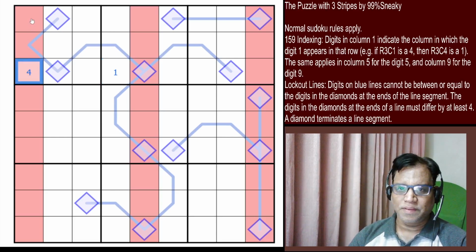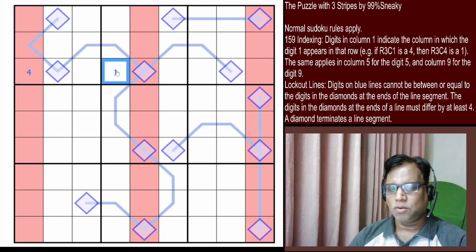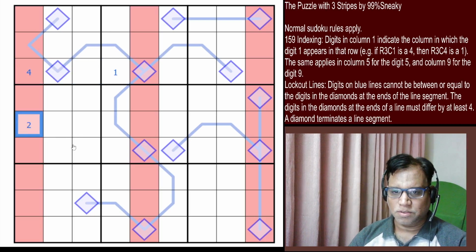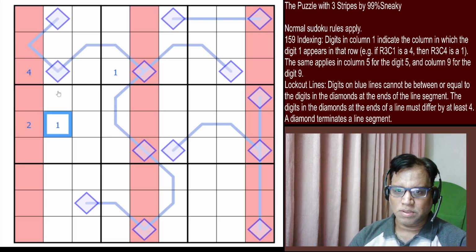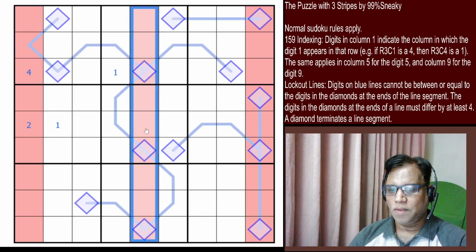What they are saying is that whatever digit you put here, the digit 1 is going to be put into that column number. So if this is 4, the 1 will be put here, which is 1, 2, 3, 4. One more example: if this is 2, then this is column 2, and we have 2 here, that means 1 has to be placed here. The same goes for 5 and 9.